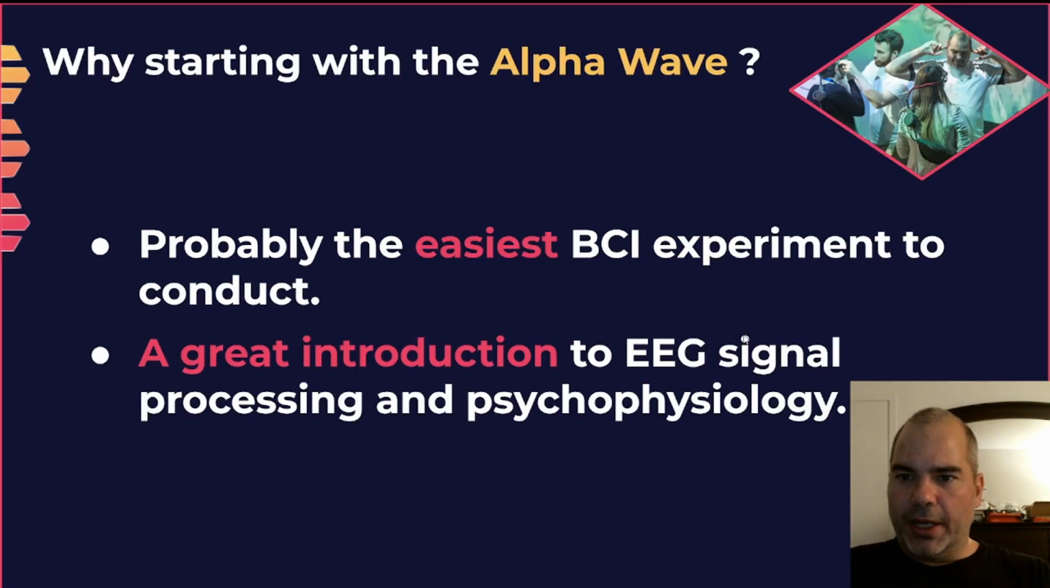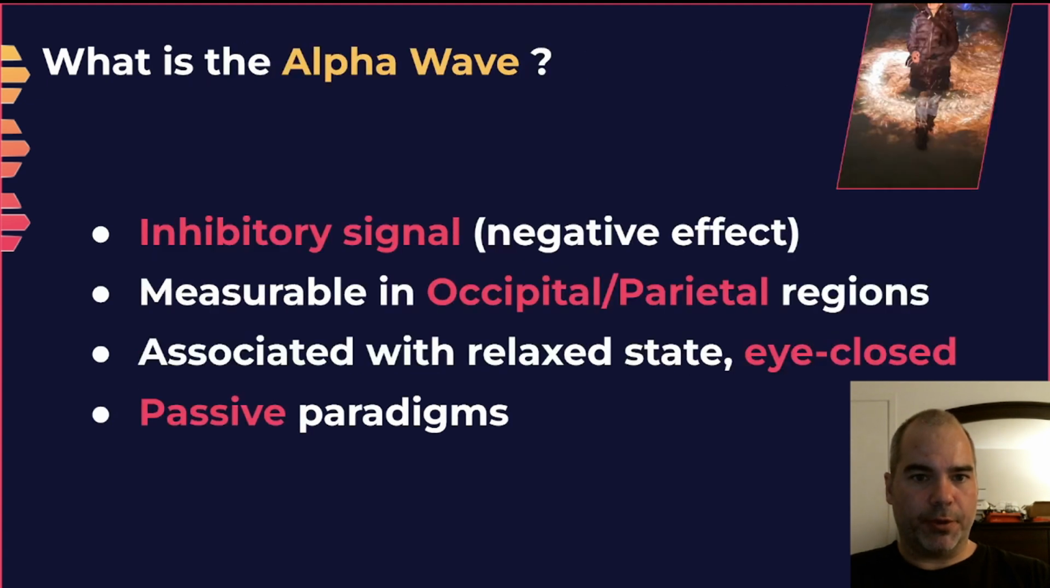So why do I start? It's episode 2. Why do I start with the alpha wave? Well, alpha wave is probably the easiest brain-computer interface experiment to conduct. This is where I started many moons ago. It's an easy experiment. The signal is simple to analyze, so it's a great introduction to EEG signal processing and more generally in psychophysiology. That is, how do we link psychological states with physiological measurements.